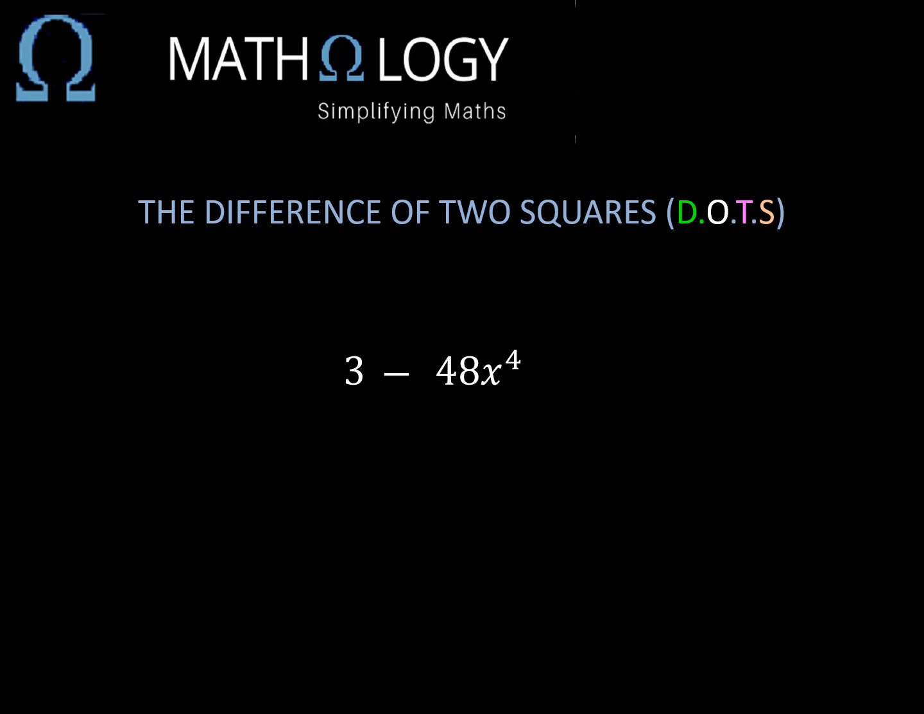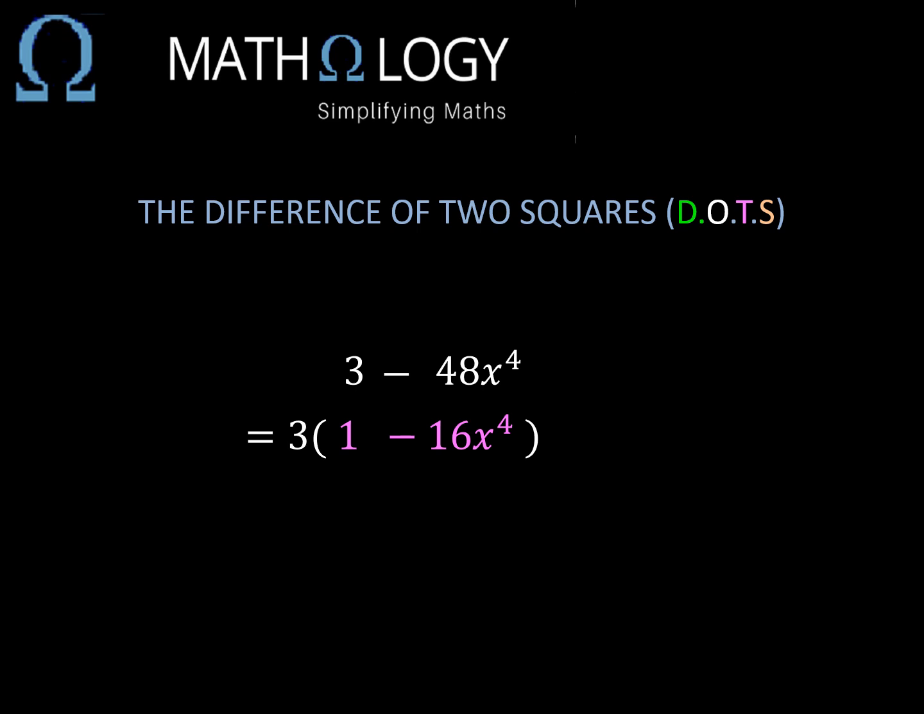Factorize 3 minus 48x to the 4. This expression contains only two terms, which are separated by a minus sign. However, the terms do not have a perfect square root. We can therefore not factorize using the difference of two squares. At least, not yet. The first thing you should always do is to look for a common factor amongst the terms. There is a common factor of 3 amongst these two terms, so we take this out as the HCF, to give us 3 times (1 minus 16x to the 4).